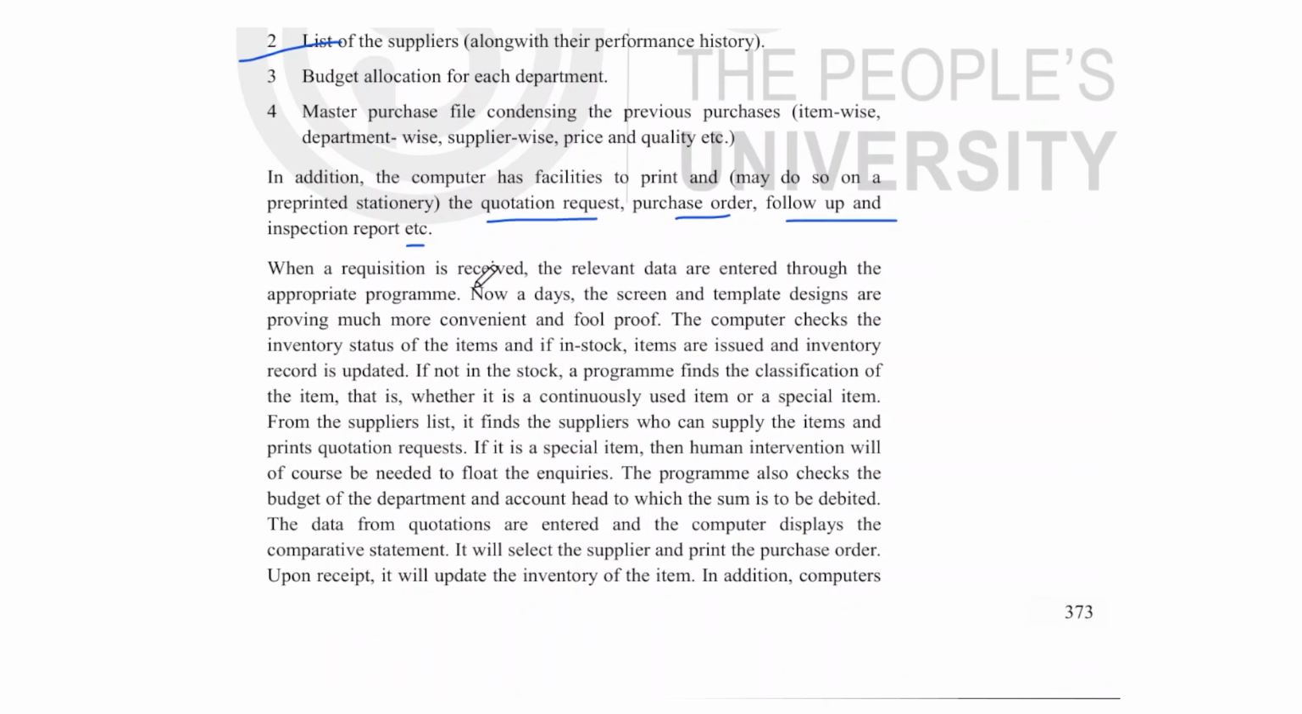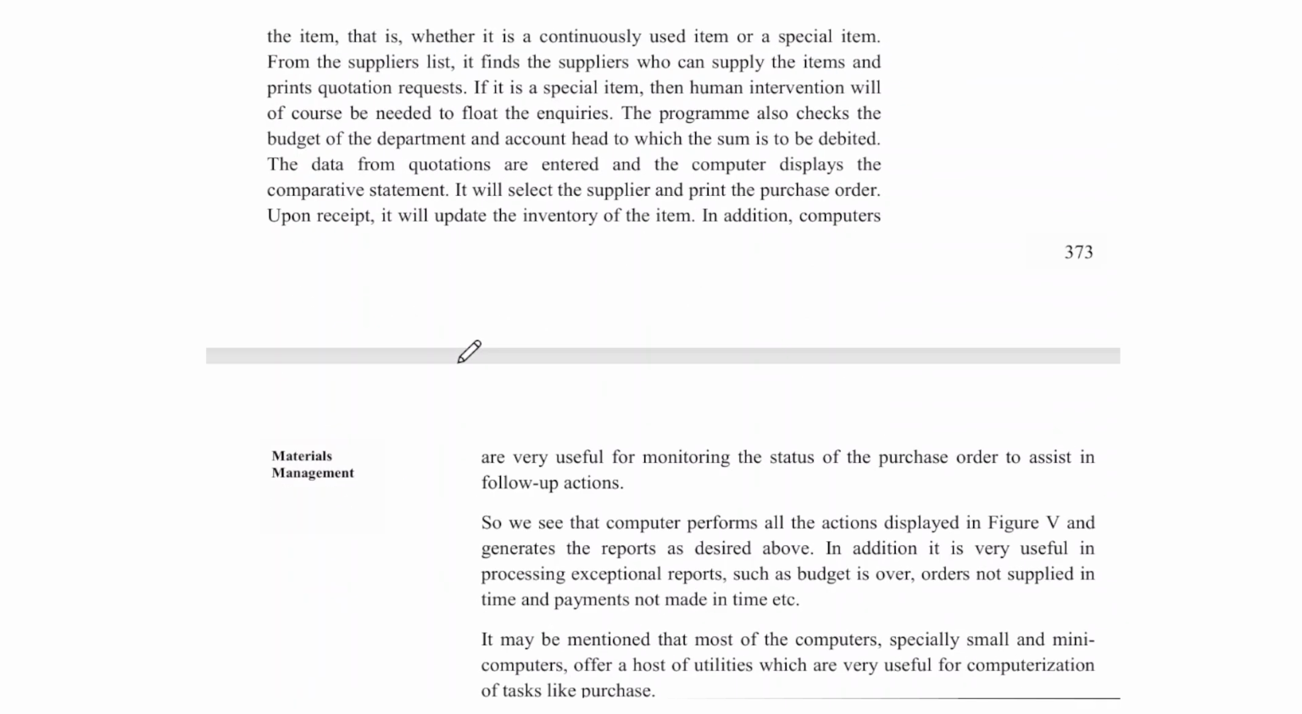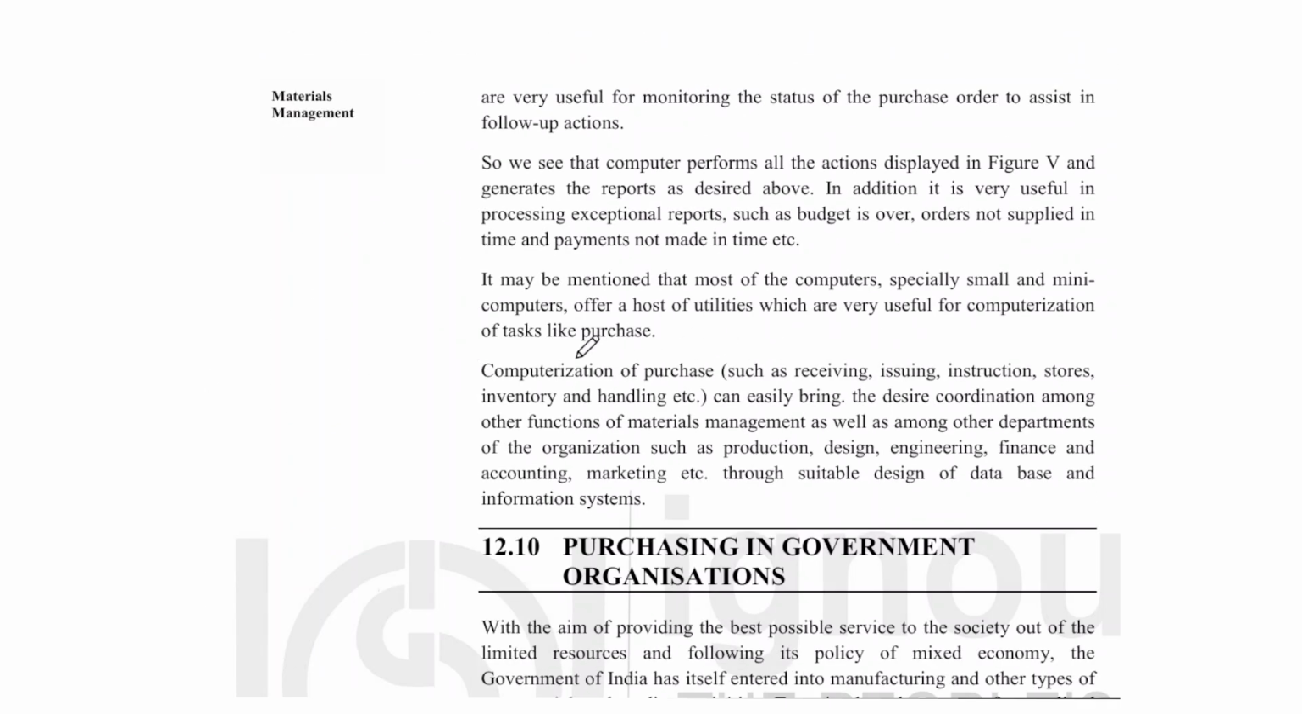So when a requisition is received, the relevant data are entered through the appropriate program. Nowadays, screen and template designs are proving much more convenient and foolproof, so this is more accurate. Computerization of purchase can easily bring the desired coordination among other functions of material management, as well as among other departments of the organization, such as production, design, engineering, finance, and accounting, through suitable design of database and information system, right?